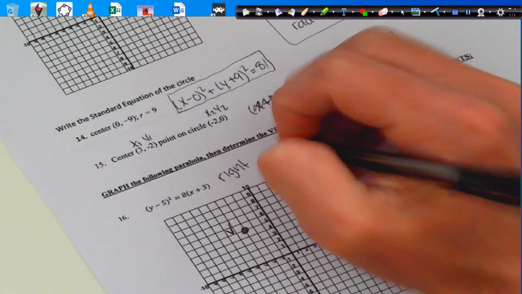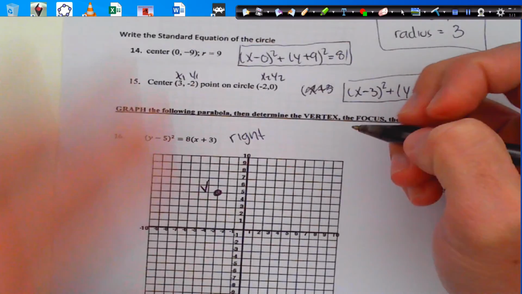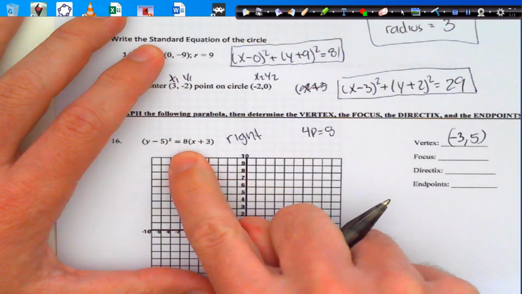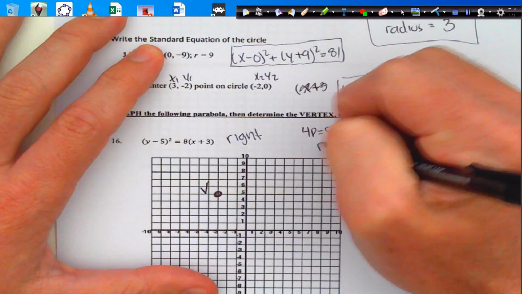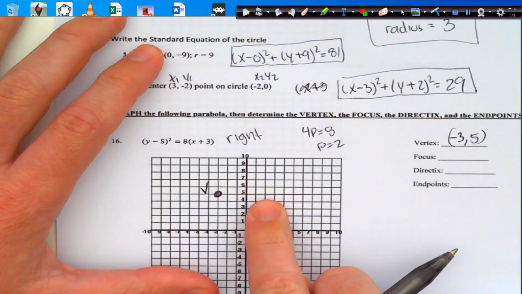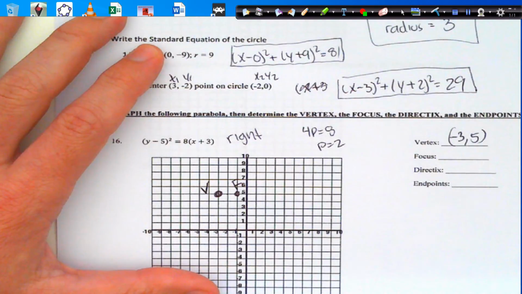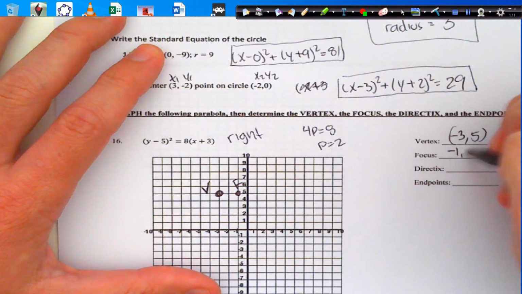So what is the p-value? The p-value, 4p is equal to 8, because 8 is in the 4p's location. Divided by 4, p is equal to 2. So I'm going to go right 2 for the focus. And there's my focus. And that's at -1, 5.